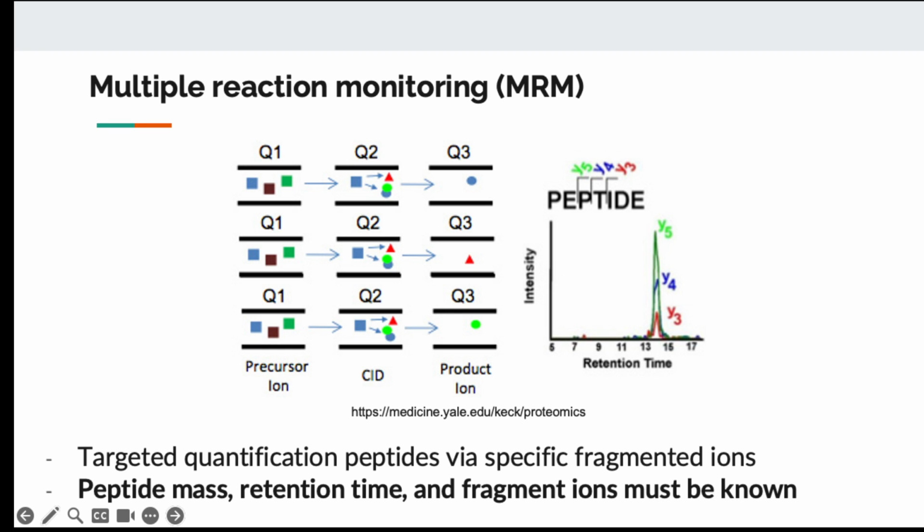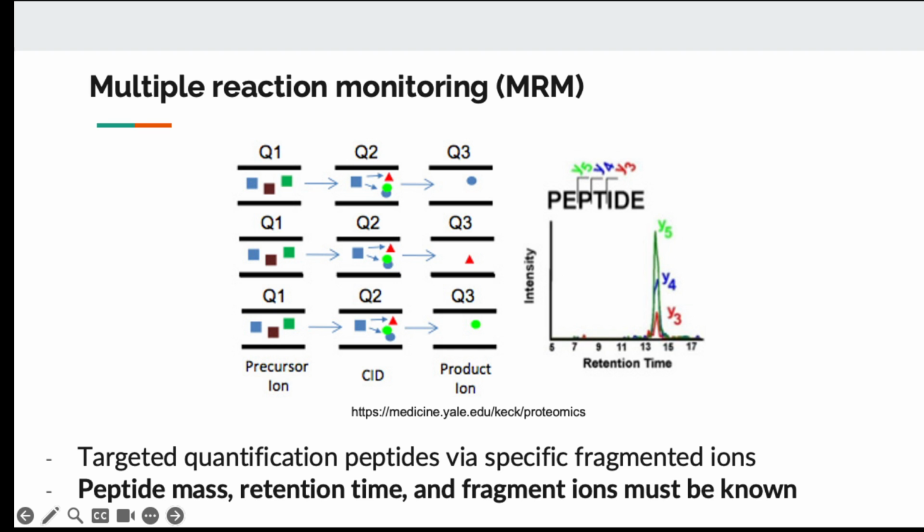You fragment the peptide; the blue peptide is your target. You fragment the blue peptide, and then you isolate one of the fragment ions to measure its abundance. You fragment the peptide again, measure another ion, and quantify it. So you get 3 measurements from 3 reactions. Together, these give you a better estimate of the abundance of the blue peptide.